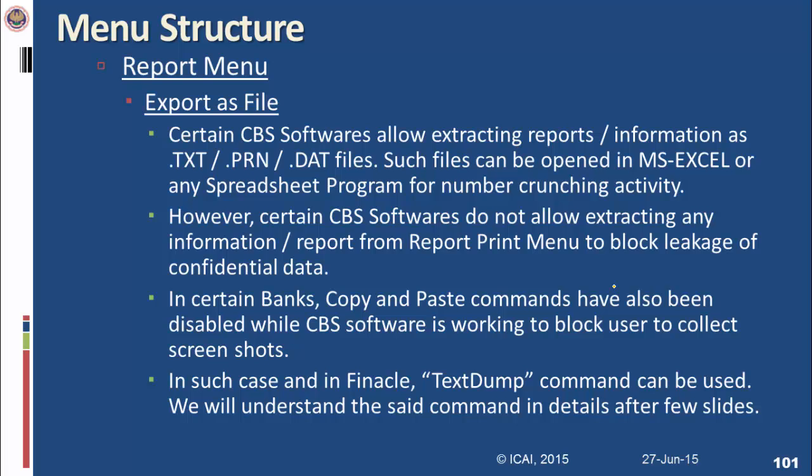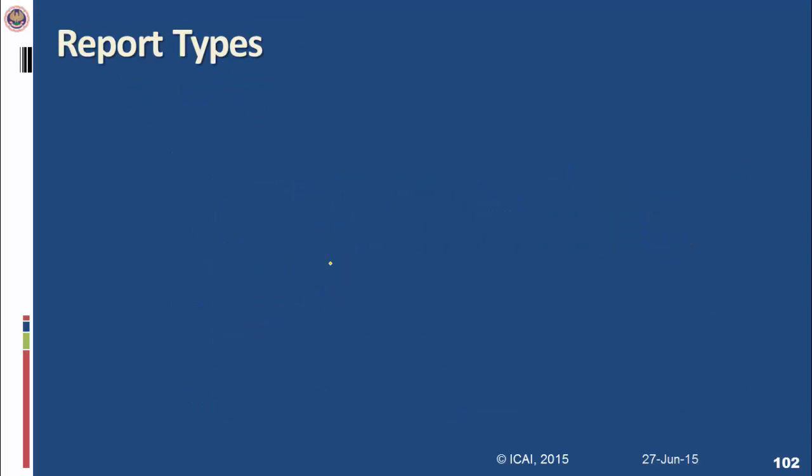Report menu. The last one, that is the export as a file. Certain CBS software allow extracting report information as .txt, .prn, or .det files. Such files can be opened in MS Excel or any spreadsheet program for number crunching activity. However, certain CBS software do not allow extracting any information from a report print menu to block leakage of confidential data. In certain banks, copy-paste commands have also been disabled while CBS software is working to block users from collecting screenshots. In such a case, in Finacle, the text dump command can be used. We'll understand the same command after a few slides.